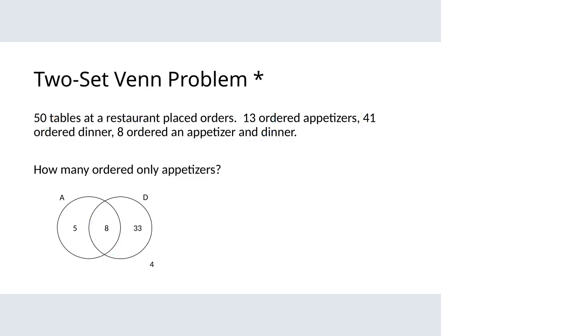Let's try another one. Same Venn diagram. I'll set up a poll for this one too. And this time the question says, how many ordered only appetizers? How many ordered only appetizers? Only is a key word here. Only is an important word.